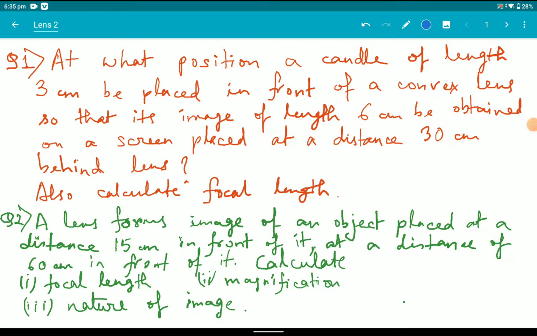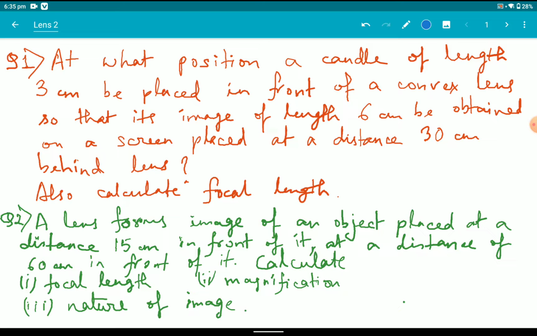Today we are going to discuss two problems from the chapter Refraction Through Lens. These problems have been taken from the Conscience Physics book, class 10 SSC. Okay, so let us see what are the problems given here. First of all, let us come to the solution of problem number 1.